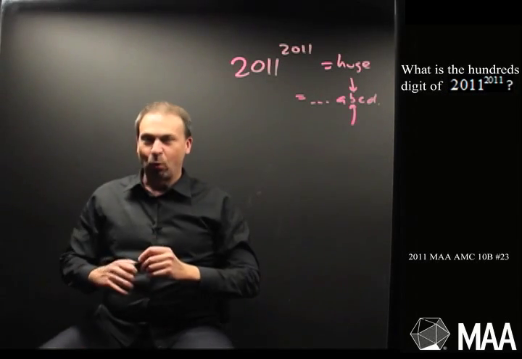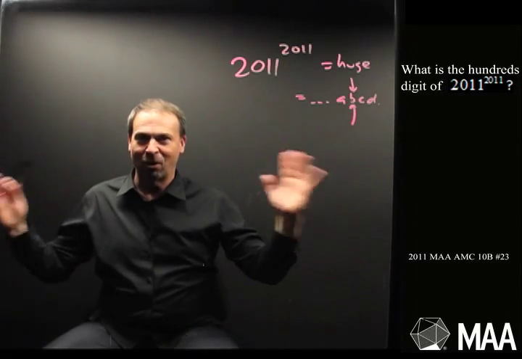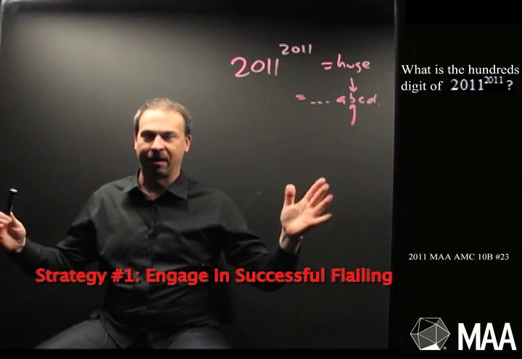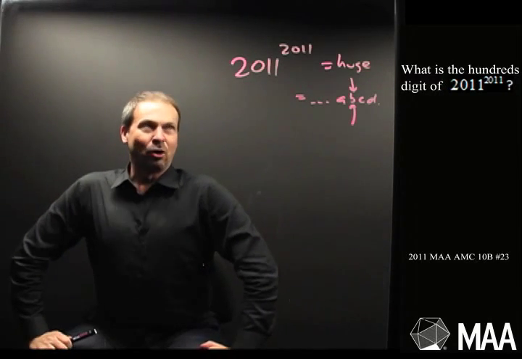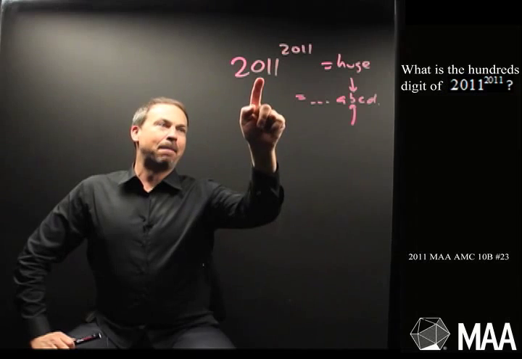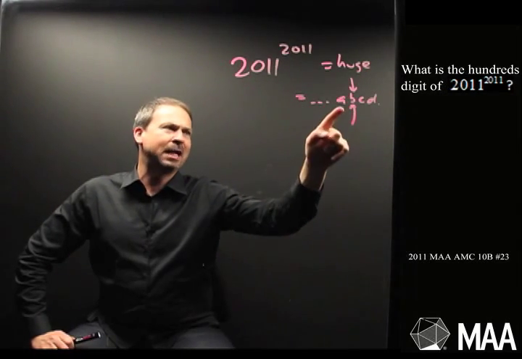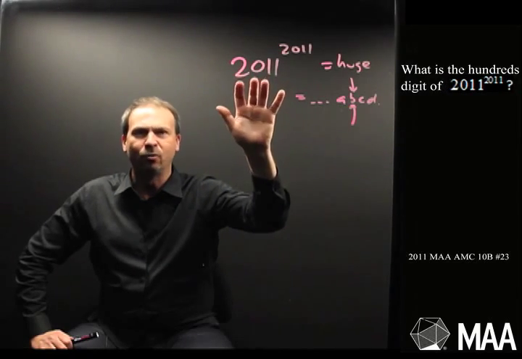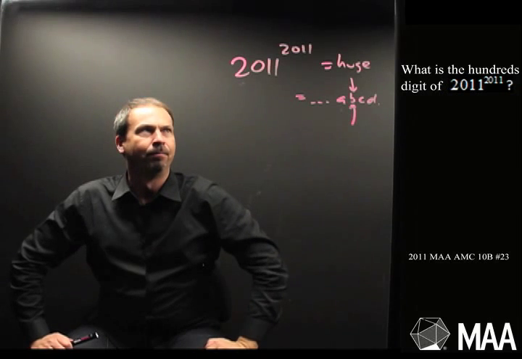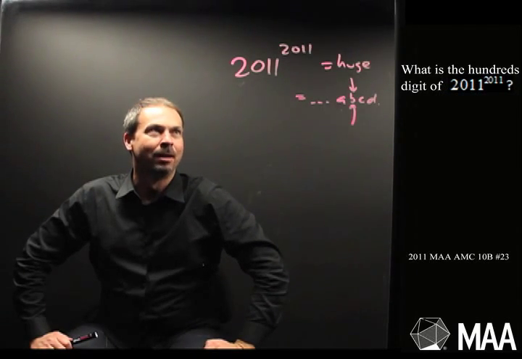All right, okay, well, this question feels like it's got stuff I know how to handle. It's just arithmetic. So strategy number one, engage in successful flailing. I've got a sense of what's going to be involved, I just don't have a clue how to do it yet. So let's talk about numbers. This is a number. I want the multiples of 100 in there. I don't care about the thousands or the 10,000s, just the hundreds are my focus. So it's sort of like, how many hundreds are in this thing when I raise it up? Okay, well, that sounded good, but I still don't know what it does for me.